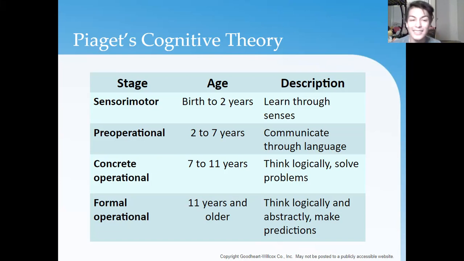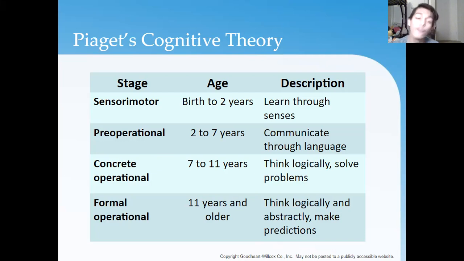Anyways, moving on to the third step, concrete operational. This is going to run from the ages of 7 to 11. Basically, this is when children begin to think and solve problems. So, let's say for instance, a child spills a drink, right? They know, hey, I need to clean this up, but how do I clean it up, right? That's basically what this step of development is. It's when they start solving problems and thinking logically.